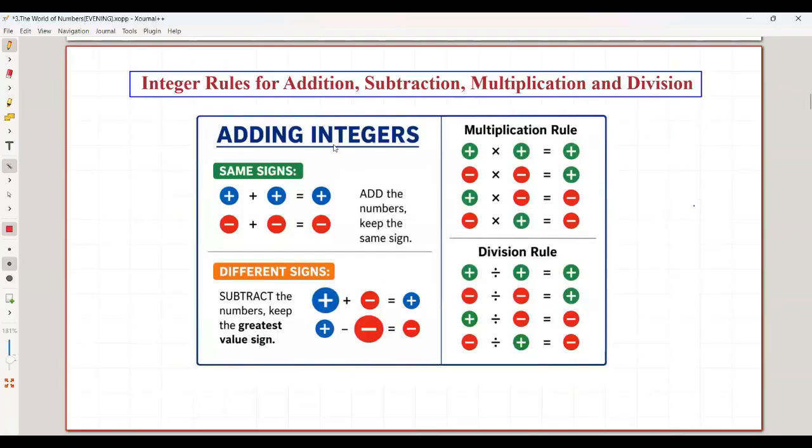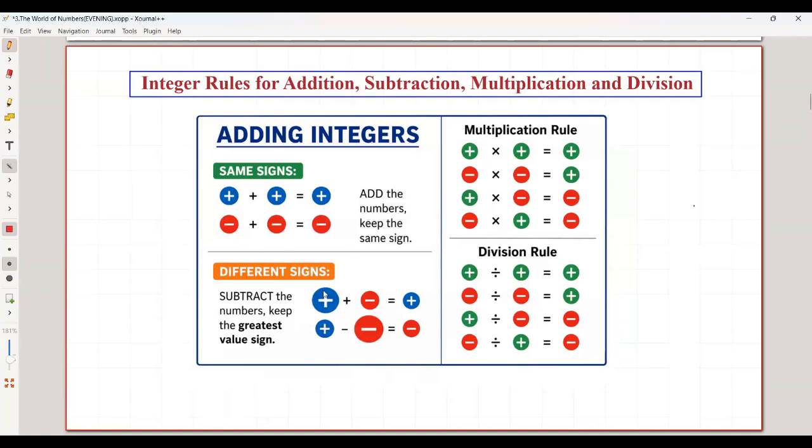For adding integers, if the two numbers have the same sign, keep the same sign and add the numbers. Plus and plus: keep the same sign as plus and add the numbers. If they have minus and minus, keep the same sign as minus and add the numbers.